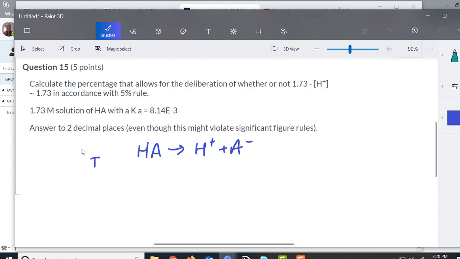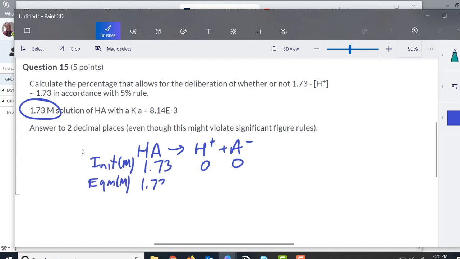So we get initial, and that's going to be 1.73, and I'm getting that from here. It's a 1.73 molar solution of HA. 0, 0, equilibrium. It's going to be 1.73 minus Z, Z, and Z over here. We're going to make the assumption.